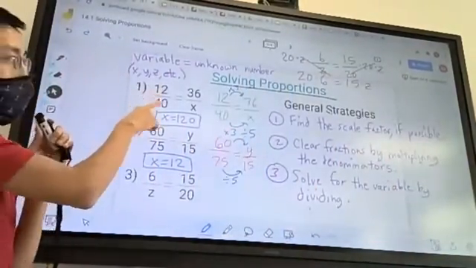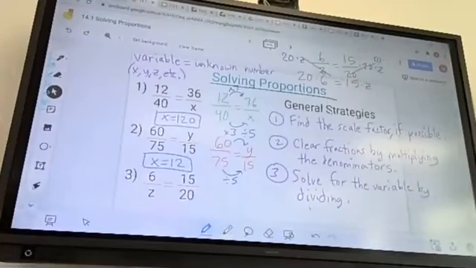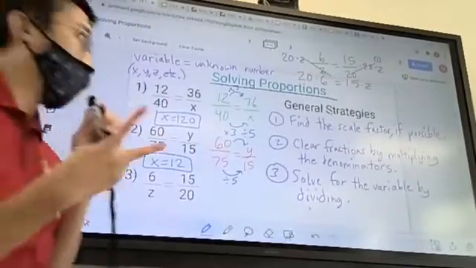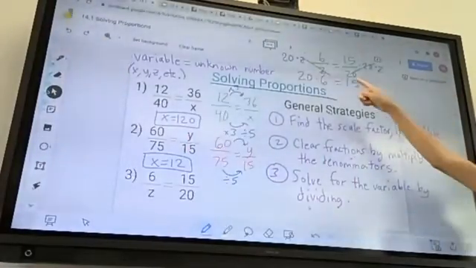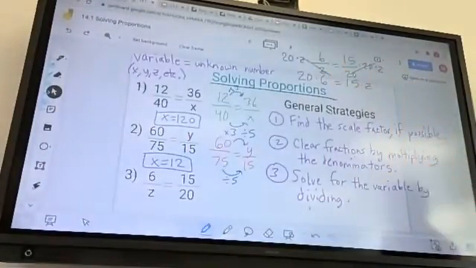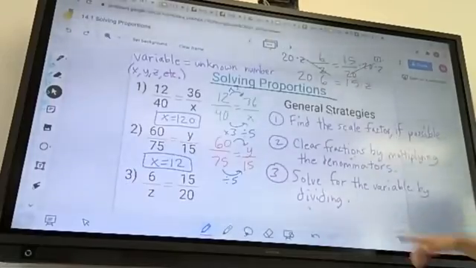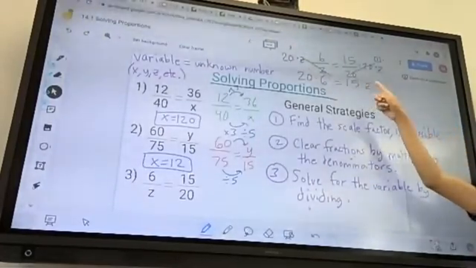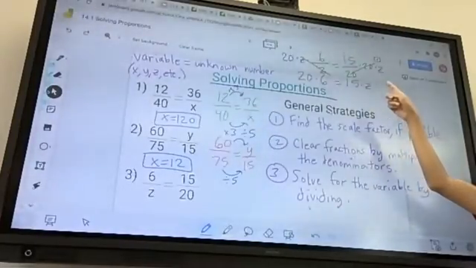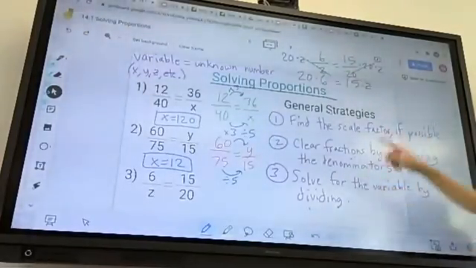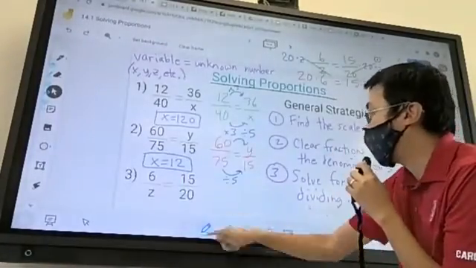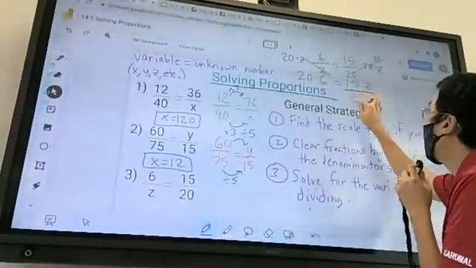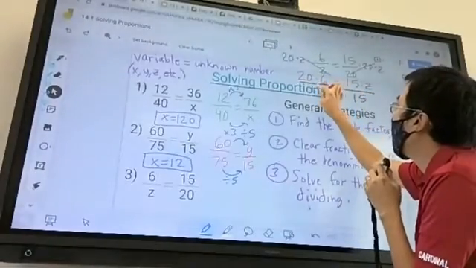So we tried step 1, find the scale factor if possible. It was not possible. So we tried step 2, which is clear fractions by multiplying the denominators. So we multiply 20 and z on both sides of the equation. Now we're going to solve for the variable by dividing. Okay? Z is not alone. What's in the way of the z? 15. So we need to solve for the variable by dividing by 15 on both sides. So we'll write divide by 15 on the right and divide by 15 on the left.